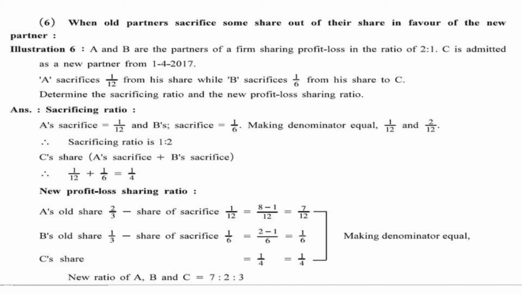So the new ratio of A, B and C is 7 is to 2 is to 3. How? Because A's is 7 upon 12, and B's share is 1 upon 6. When we make the 6 into 12, multiplying by 2, then 2 upon 12 is there. And C's share 1 upon 4 is given, but when we want to make the denominator 12, we multiply the denominator and numerator by 3, and we get 3 upon 12. So 7 upon 12, 2 upon 12 and 3 upon 12 means 7 ratio 2 ratio 3.